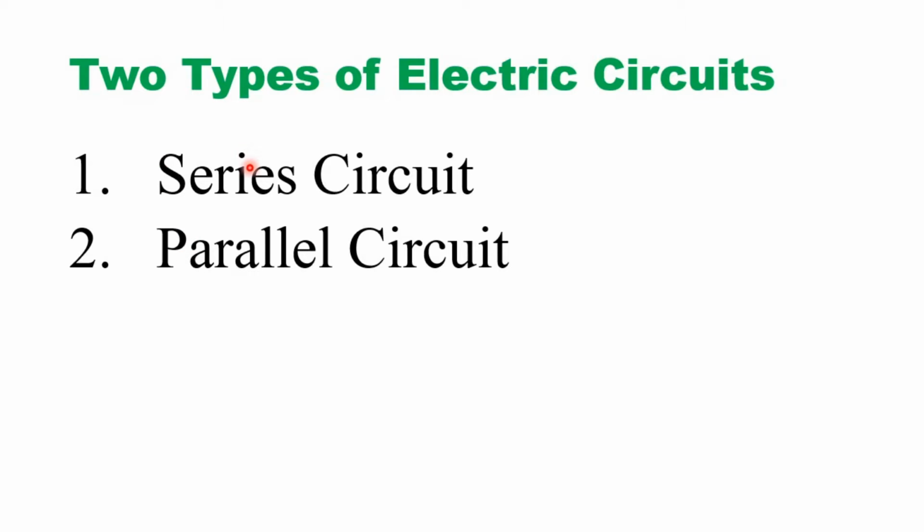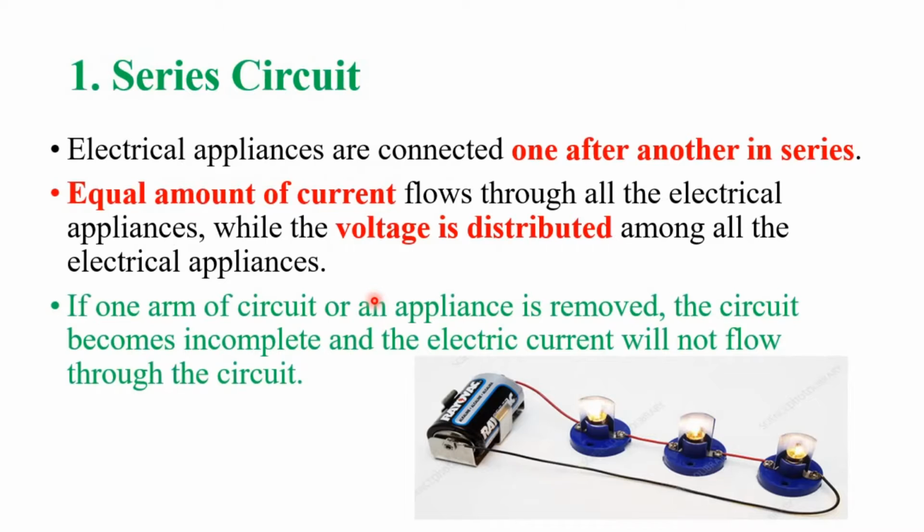So basically we have two types of electric circuits. The first one is a series circuit and the second one is a parallel circuit. Firstly, let us discuss the series circuit. But before that, let me discuss two terms that are used in circuits. The first term is current and the second term is voltage.